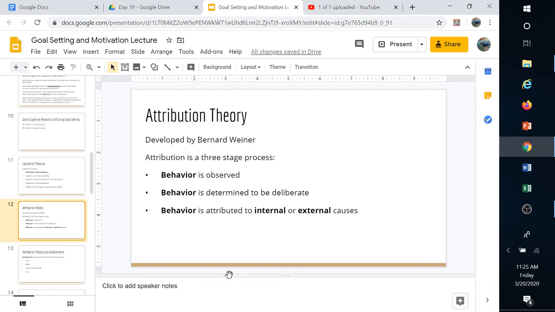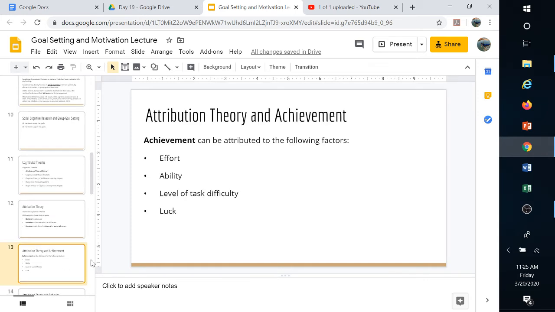Behavior is a big component. So, Werner really looked at having this observed behavior. The behavior is deliberate, and it's attributed to your internal, external causes. Remember those two terms, because that's really going to connect us. So this focus right here is behavior. The next part of attribution theory is achievement.